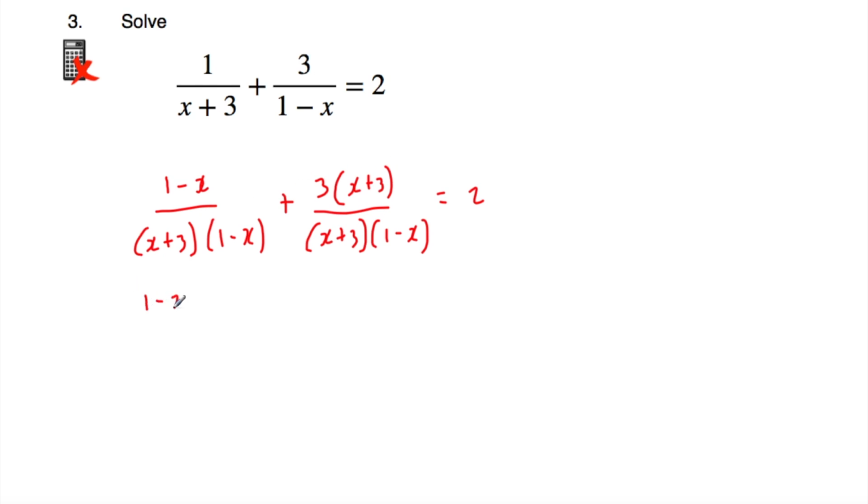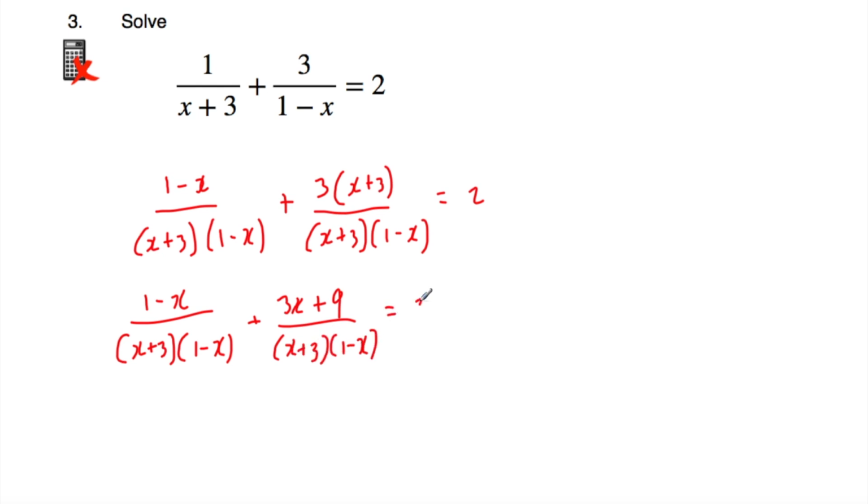So we've got 1 minus x over x plus 3, brackets 1 minus x, and then plus... And if we expand these brackets, 3 times x would be 3x, and 3 times 3 would be plus 9. And that's still over x plus 3, and then in brackets 1 minus x. And that's equal to 2.